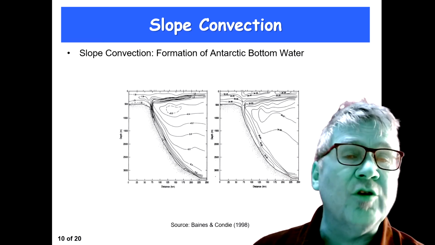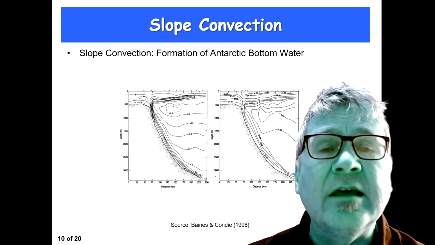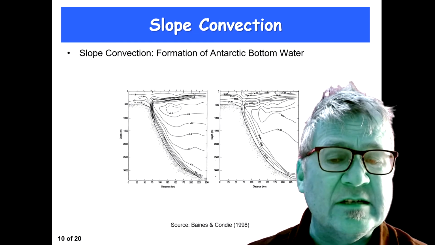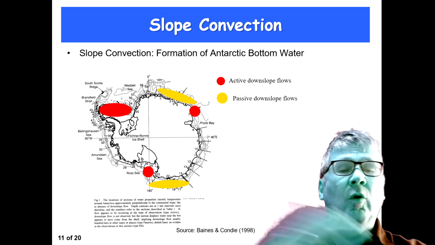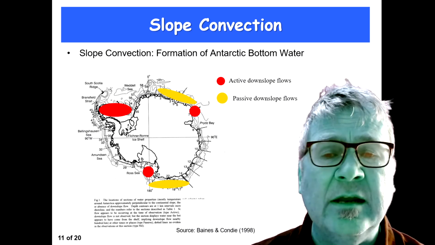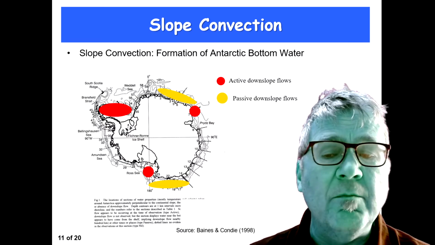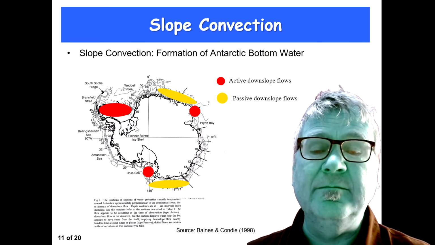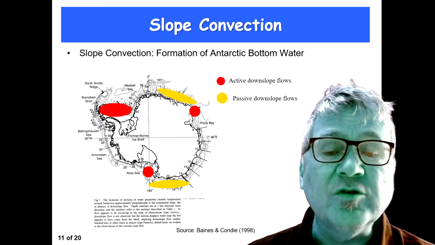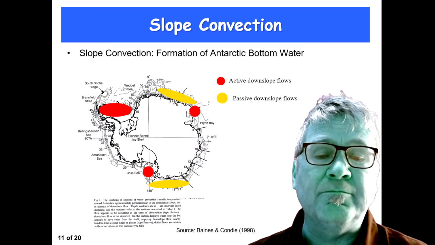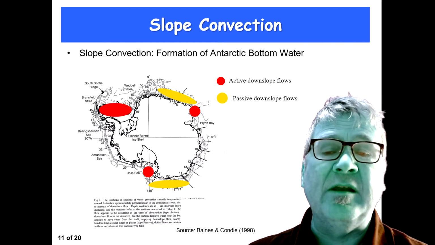Okay? So now these authors, Baines and Condie, they looked at the Antarctic shelves, and they wanted to know where this process takes place. And this is illustrated here on the next sketch. They looked at all available observations and temperature and salinity distributions, and they could identify active downslope flows from the Weddell Sea, which is this area here, from the Ross Sea. These are the two key areas, but also here in this area, in Prydz Bay, is also a region where these flows have been identified.